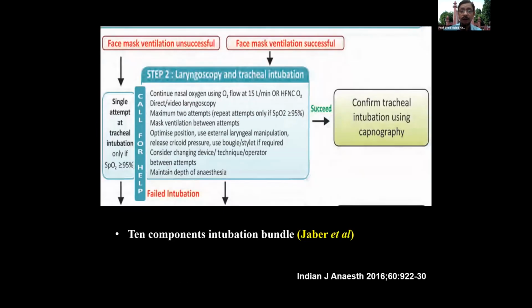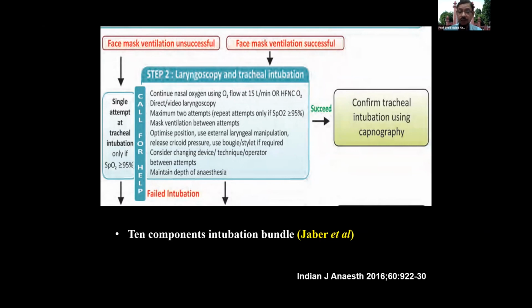Now if you think that face mask ventilation is unsuccessful, then you immediately call for help and go for a single attempt at tracheal intubation, provided you are able to maintain a saturation of 95%. If you think that face mask ventilation is possible, then continue nasal oxygenation and go for laryngoscopy and intubation with 15 liters of oxygen or high flow nasal cannula. A maximum of 2 attempts is allowed, and repeat only if the patient saturation is more than 95%. In the second attempt, you obviously optimize as in the adult guideline, and always maintain the depth of anesthesia. Now, if you succeed, you confirm tracheal intubation with capnography.